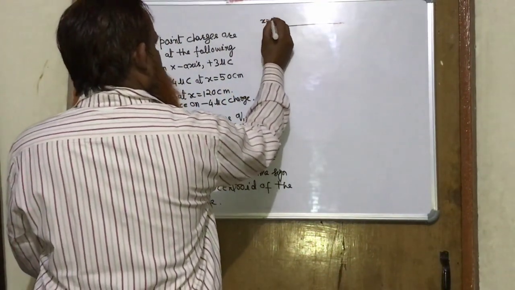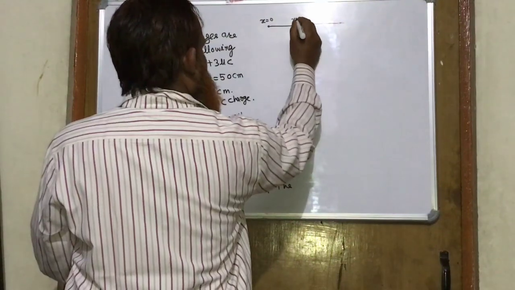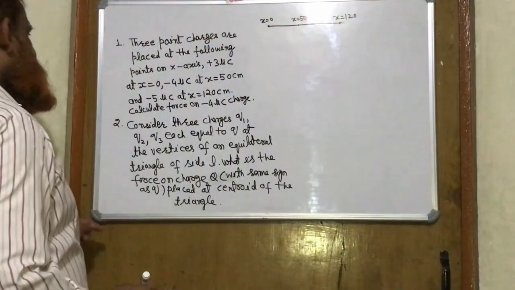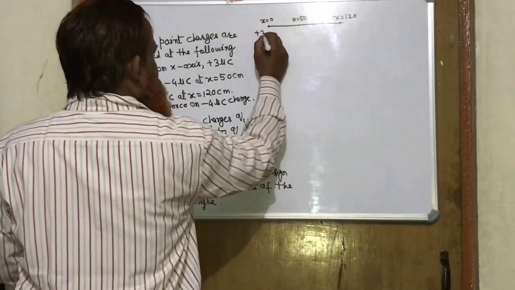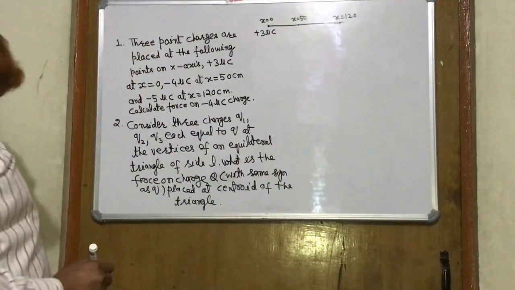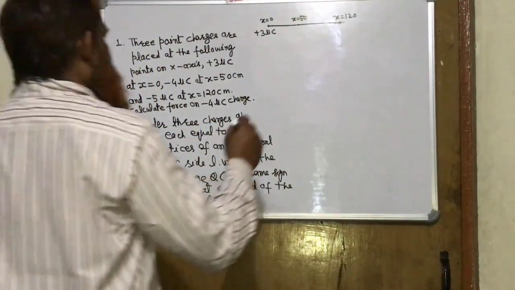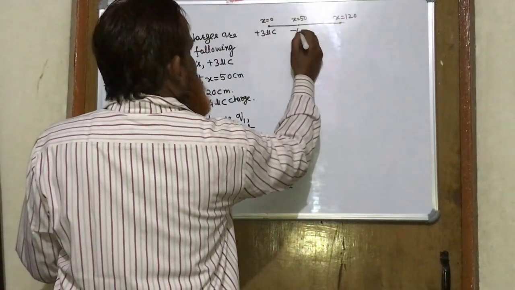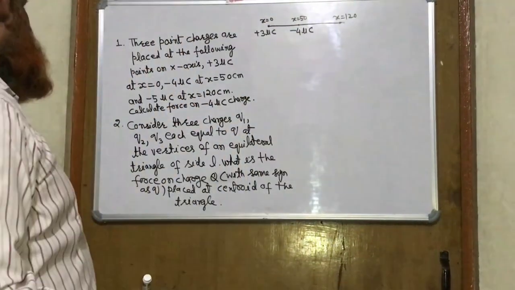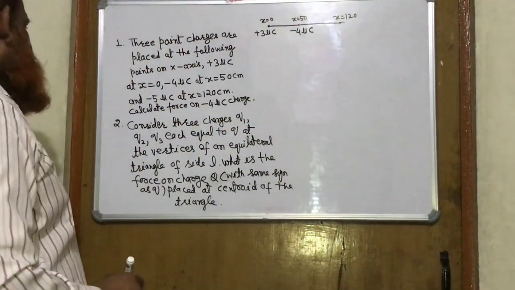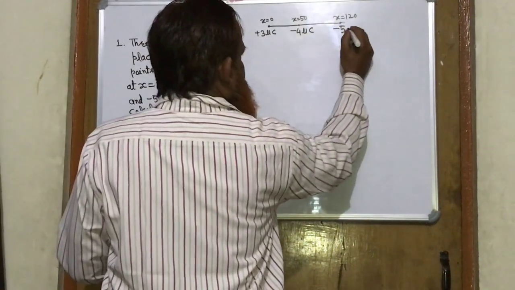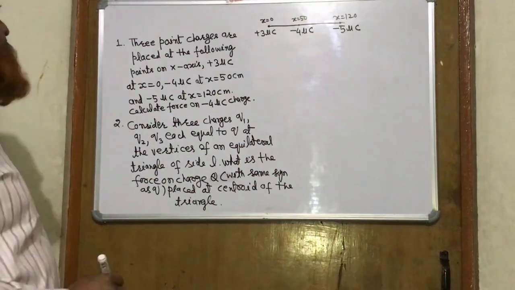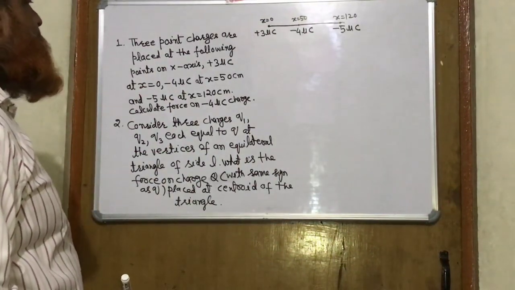x is equal to 0. Suppose x is equal to 50 and x is equal to 120. At x equals 0, a charge of plus 3 microcoulomb is placed, at x equals 50, a minus 4 microcoulomb charge is placed, and at x equals 120 centimeter, a minus 5 microcoulomb charge is placed. So we want to find the force on minus 4 microcoulomb.